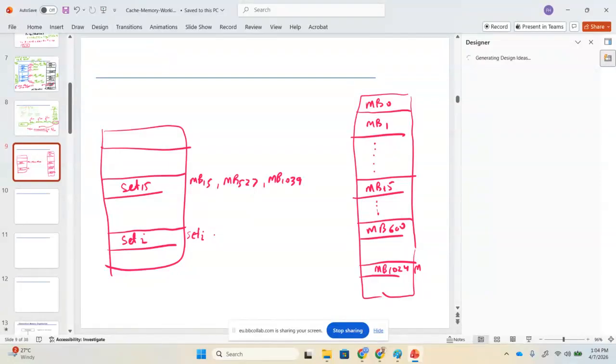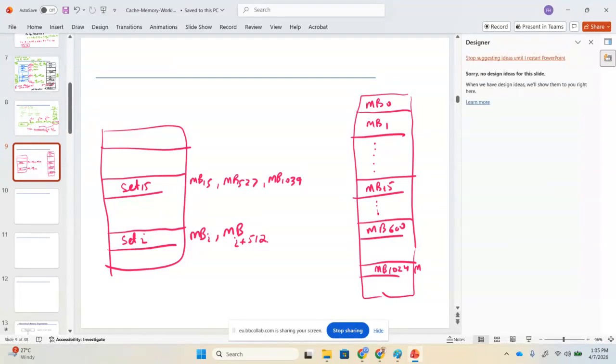Am I right or not? What will be the other block that will be mapped to set number I? Can you tell me? Which block will be mapped here? It will be MBI, and MB what? Help me. I plus what? Help me. 512. Plus 512. Got it or not got it?